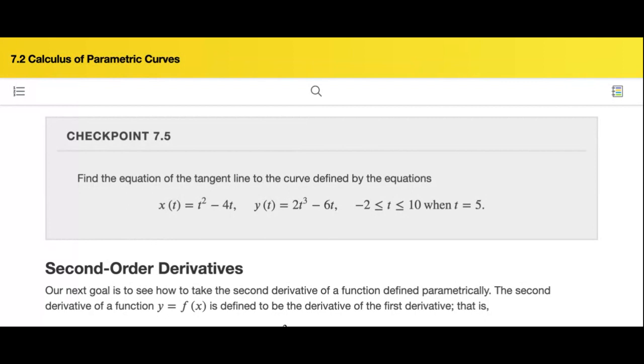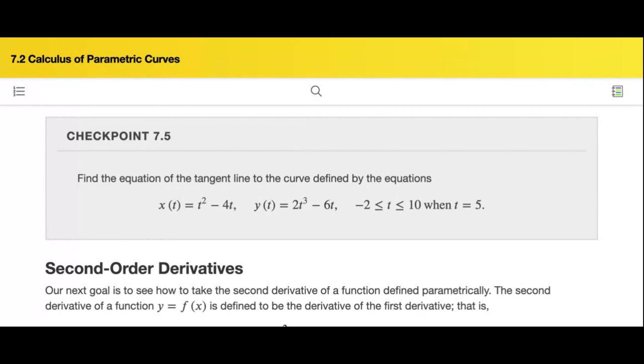Okay, so 24x plus 100. I have a different answer. Maybe I'm wrong. So let's see.